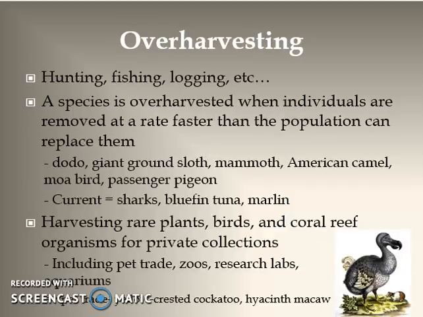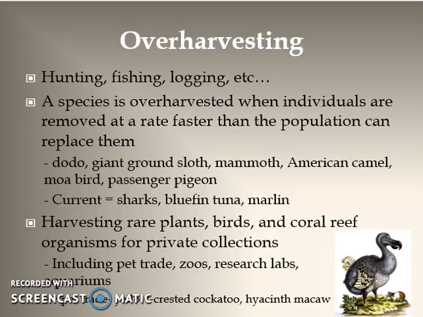Okay, overharvesting. This is hunting, fishing, logging, anything that we take from nature where we take too much. A lot of our logging, we take it way too much. We take it faster than the trees can be grown back, and that, of course, is a problem. And same with hunting and fishing. So a lot of animals have actually gone extinct due to overharvesting. Things like the dodo, giant sloth, mammoth. By the way, did you know we had an American camel? Yes, we did, but they went extinct.